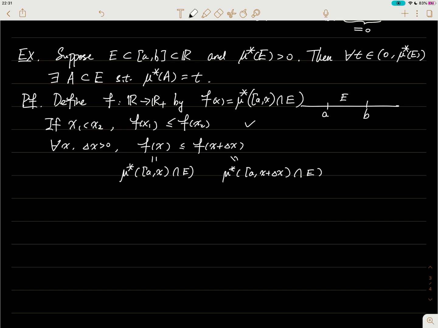Okay, and now look at the set here. I can decompose it. I know that this one here is a subset of (A, x) intersected with E, union with (x, x plus delta x) intersected with E. It's like the distribution law, because this set here is equal to the union of (A, x) and (x, x plus delta x).